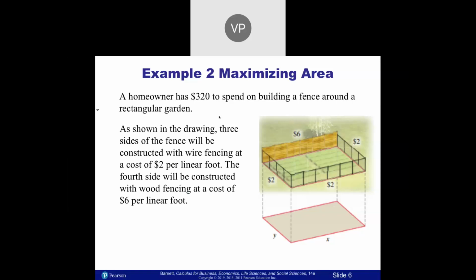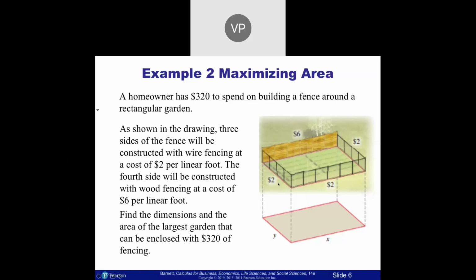Three sides of the fence will be constructed with wire fencing at a cost of $2 per linear foot. So $2 per foot length of fence. The fourth side will be constructed with wood fencing at a cost of $6. So this is sort of the rundown: wood, $6 a foot, and $2 a foot for this wire fencing right here. All right, now they want you to find the dimensions with the area of the largest garden that can be enclosed.